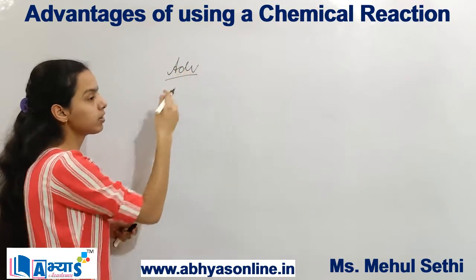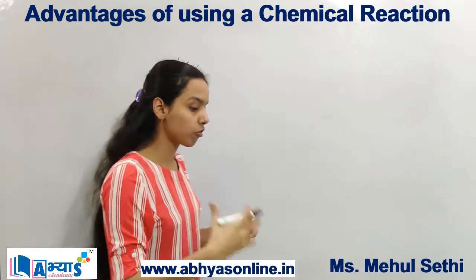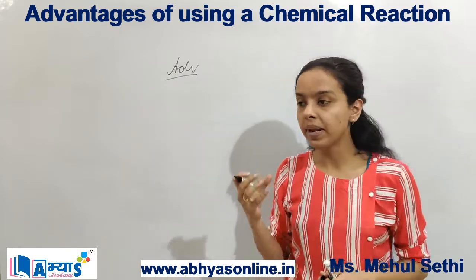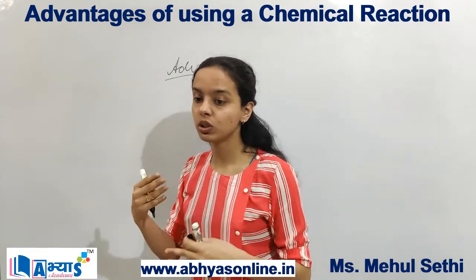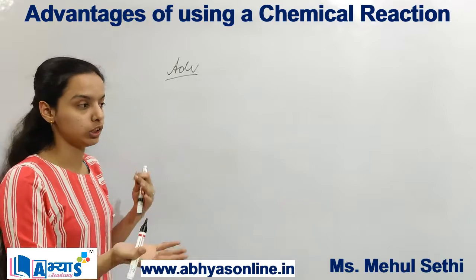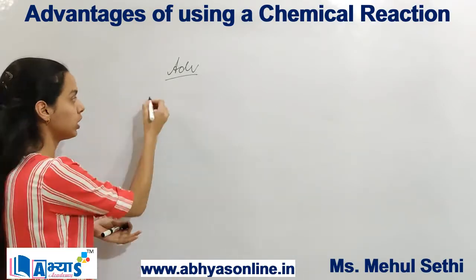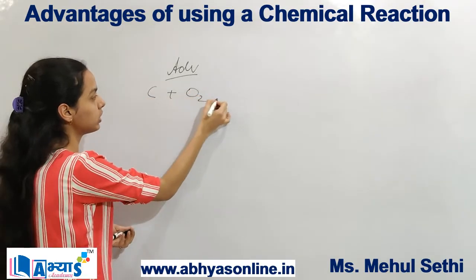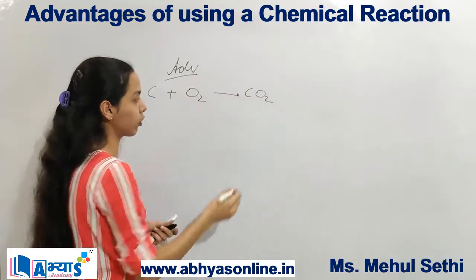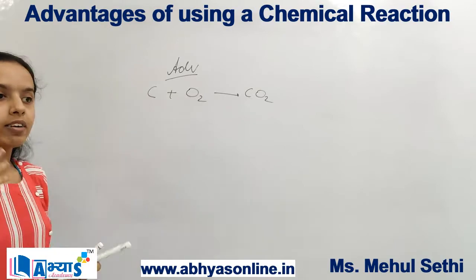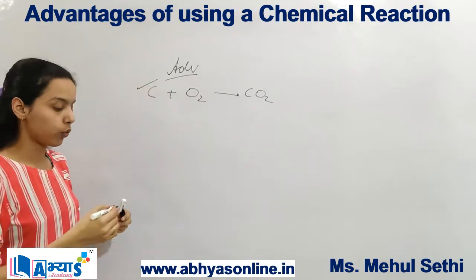Advantages of a chemical reaction, or rather advantages of a chemical equation. Now when I am taking a chemical reaction and using some formulas to write the chemical equation, suppose for example I am taking the reaction of carbon and oxygen. So carbon and oxygen will give me carbon dioxide. Now let us discuss what are the advantages when we are writing a chemical equation.